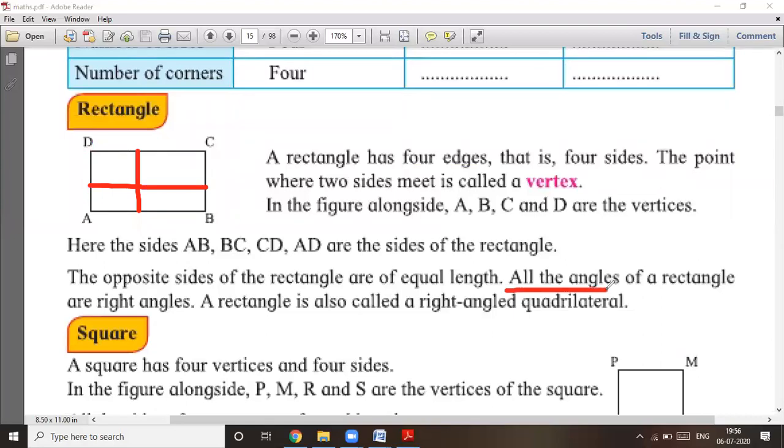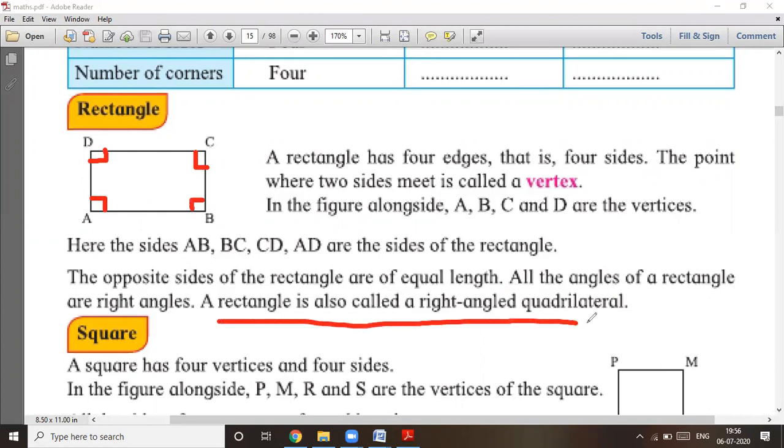All angles of a rectangle are right angle. लक्ष द्या. All angles are right angle means here it is 90 degree. Here also it is 90 degree. Angle C is also 90 degree. Angle B is also 90 degree. A rectangle is also called a right angled quadrilateral. Rectangle को क्या कहते हैं? क्या म्हणतो आपण त्याला? A right angled quadrilateral.